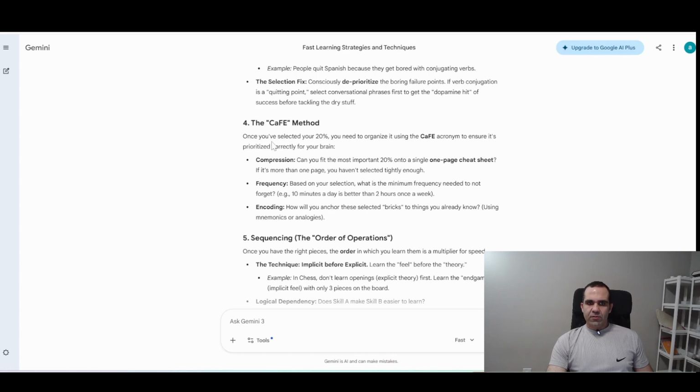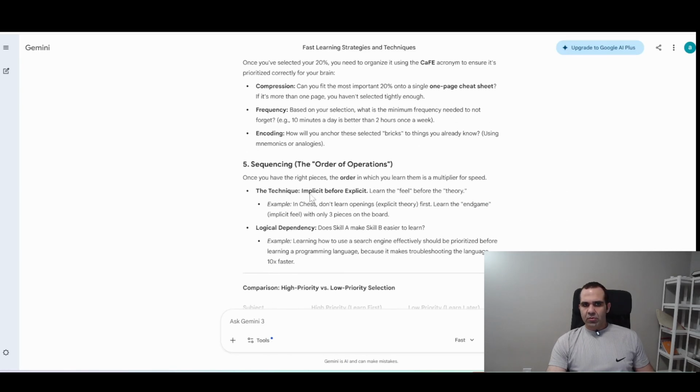CAFE method. Once you've selected your 20%, you need to organize it using the CAFE acronym to ensure it's prioritized correctly for your brain. Compression: can you fit the most important 20% onto a single one-page cheat sheet? Frequency: based on your selection, what is the minimum frequency needed to not forget? And encoding. Sequencing, the order of operations. Once you have the right pieces, the order in which you learn them is a multiplier for speed.